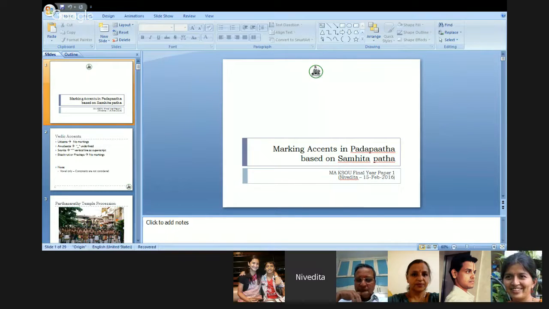Madam was stressing so much that you should consider only udaatta to be the one and only swara. So what really matters when we take the mantra is the one and only udaatta. That is the main one, which attracts all the attention. The others are just to support this udaatta.